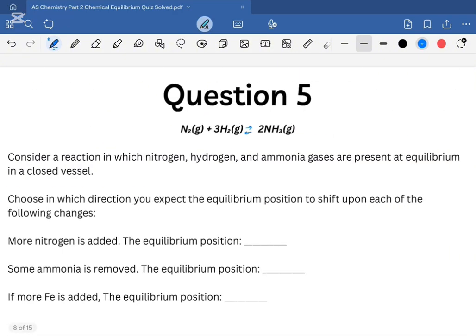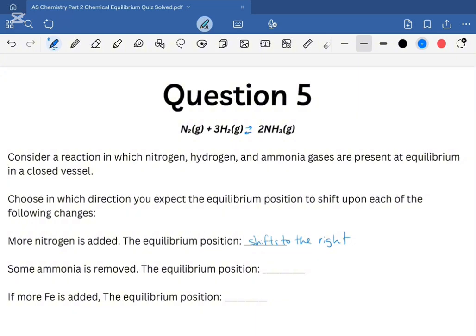Now, in the next question, they said, consider a reaction in which nitrogen, hydrogen, and ammonia gases are present at equilibrium in a closed vessel. Choose in which direction you expect the equilibrium position to shift upon each of the following changes. Now, if we are going to add more nitrogen, so increase nitrogen, the system wants to decrease it, and to decrease the nitrogen it is going to shift to the right. So we're going to write the equilibrium position shifts to the right.